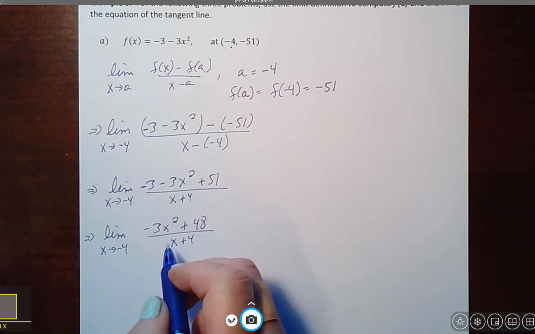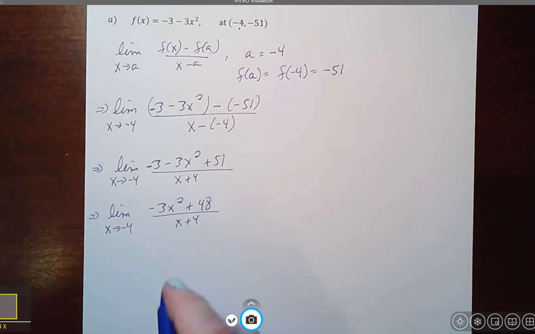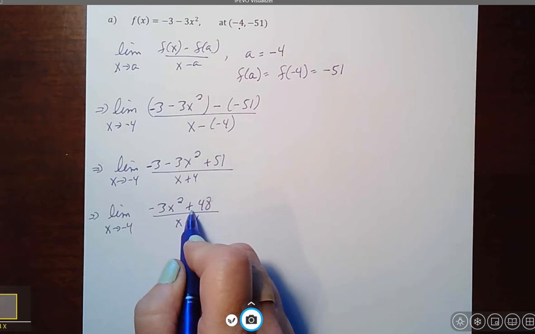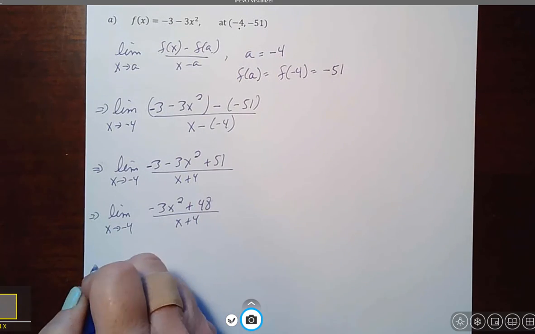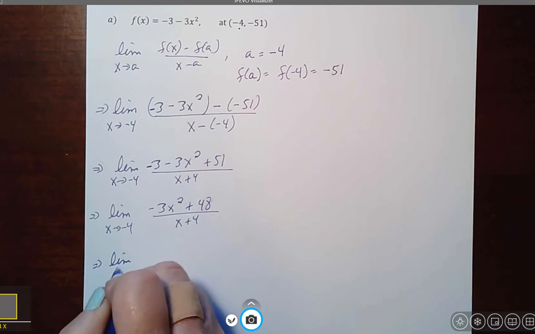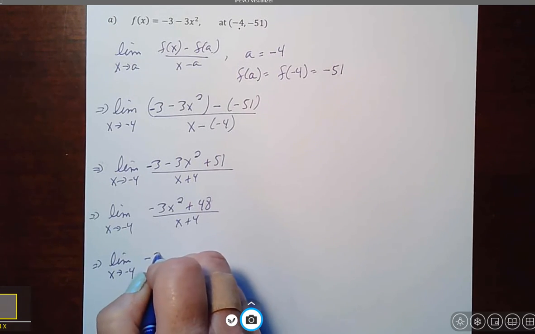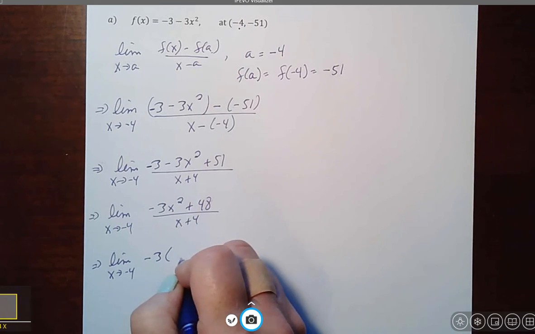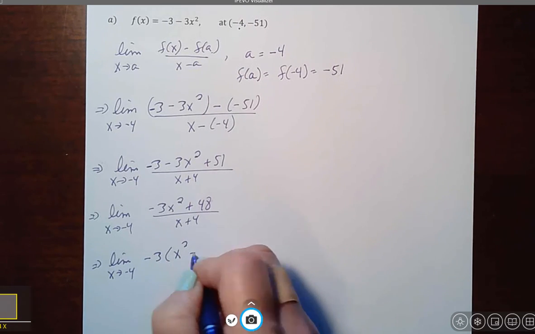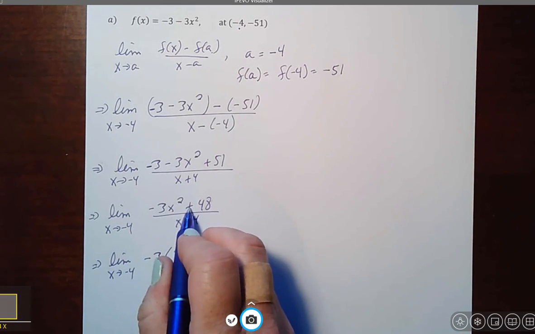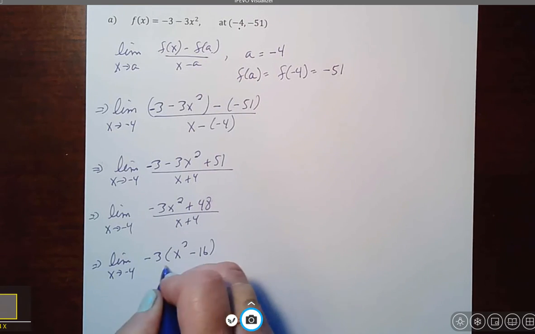It's still indeterminate, so what can I factor out here? I can factor out a -3. So the limit as x approaches -4 of, I'm going to factor out a -3, and that's going to give me x squared minus, because I'm bringing out a negative, that changes the sign, minus 16, all over x plus 4.